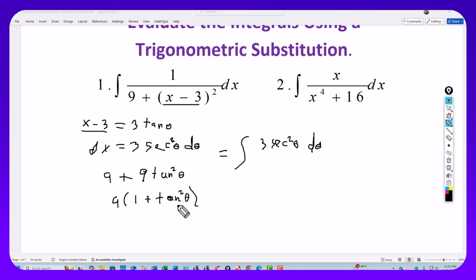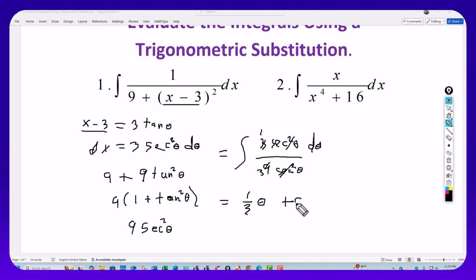But 1 plus tangent squared theta, from your trig identity, is the same thing as secant squared theta. So that'll go in the denominator. I get 9 secant squared theta. These cancel out, and this gives me 1/3 here. So all I have then really in the integrand is 1/3 d theta. So it's the integral of 1/3 d theta, and the integral of that is 1/3 theta, plus the constant of integration.